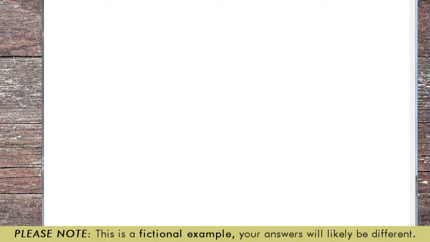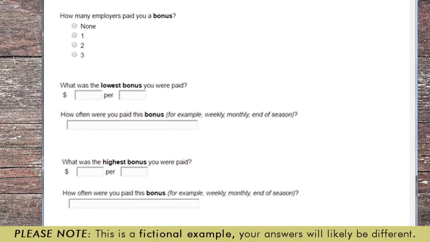How many employers paid you a bonus? This question covers the bonus amount, unit, and frequency of payment. Let's say 2 employers paid me a bonus. I would enter 2 and continue to enter the minimum 50 cents per hour and the maximum $1 per hour. Note that the bonus can take the form of a per hour or per unit, like a lug, or a lump sum at the end of the season. In addition, we are asking how often the bonus was paid. For this example, I was paid on a weekly basis.